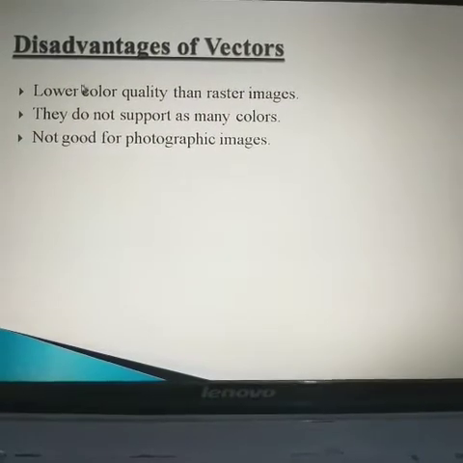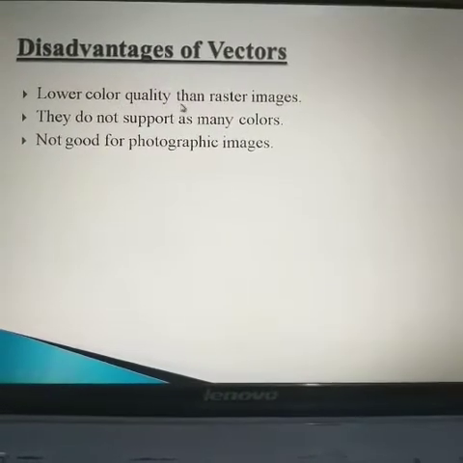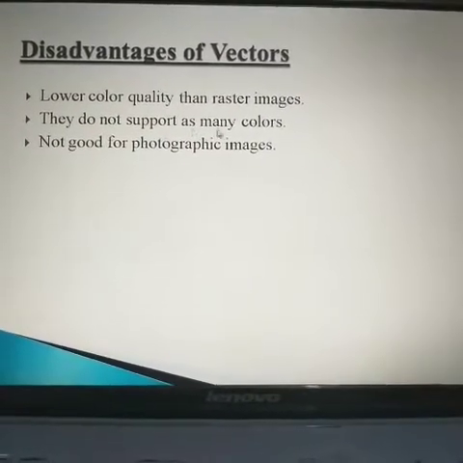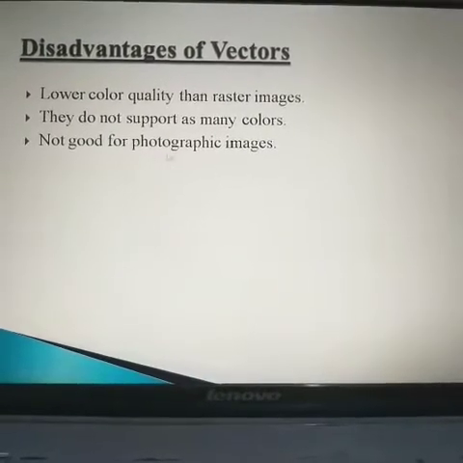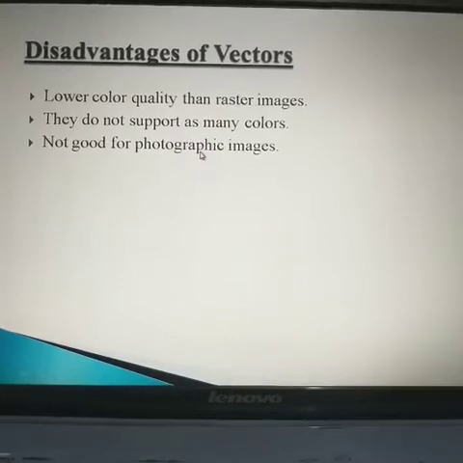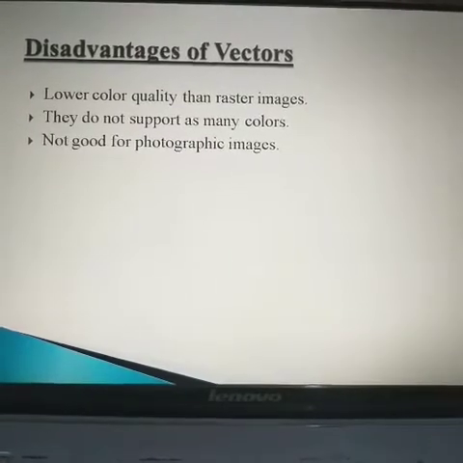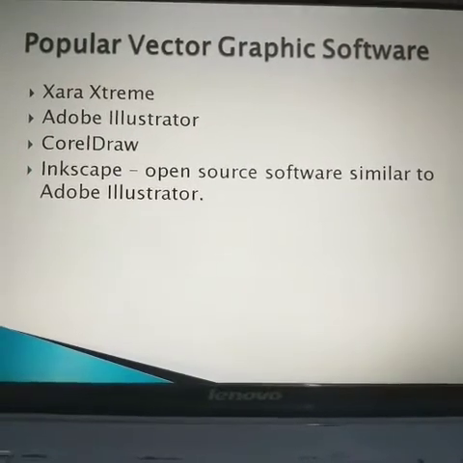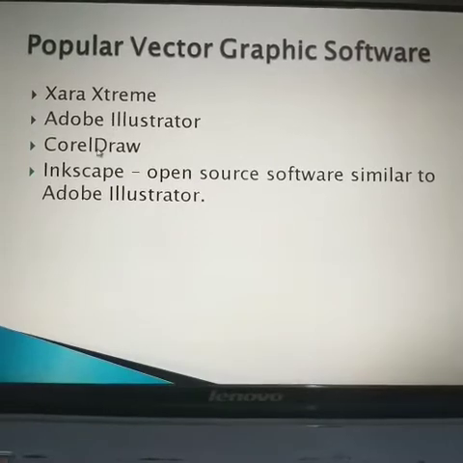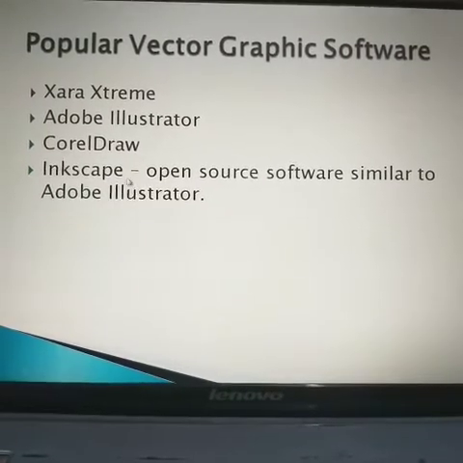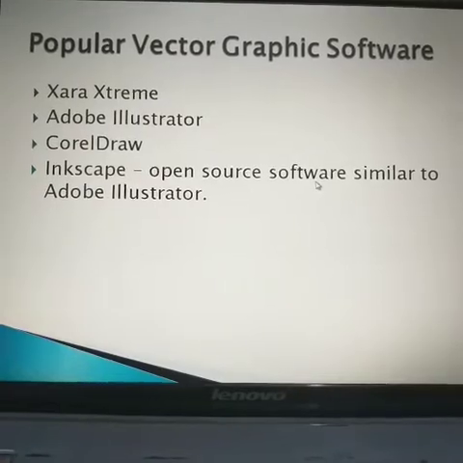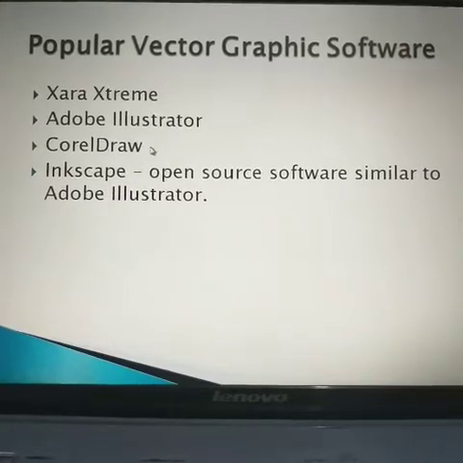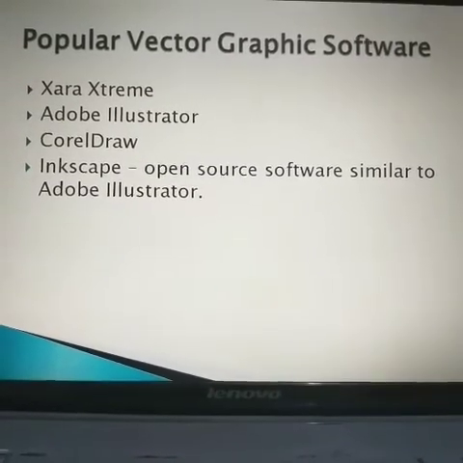There are some disadvantages also. The first one is lower color quality than raster images or other images. They do not support as many colors and are not good for photographic images, which we use these days, captured by mobile cameras or others. There is some software that is used: Xara Extreme, Adobe Illustrator, CorelDRAW, and Inkscape, which is open source software similar to Adobe Illustrator. CorelDRAW, we already know, is used to draw lines and images. We use all these software.